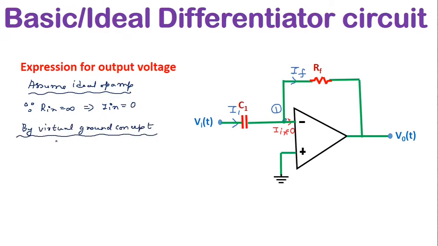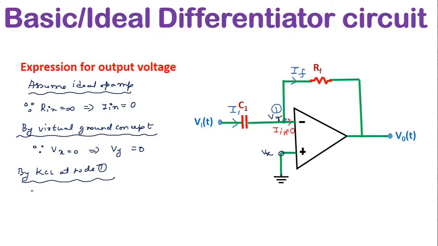We have studied one concept called the virtual ground concept. According to this concept, if one of the terminals of the operational amplifier is grounded, then the other terminal of the operational amplifier will be virtually grounded. So here we can see that the non-inverting terminal of the operational amplifier is grounded, and let the voltage at this non-inverting terminal be Vx and the voltage at the inverting terminal be Vy. So by the virtual ground concept, since the voltage at the non-inverting terminal Vx is equal to 0, Vy will also be equal to 0. Now to find out the output voltage expression, we apply KCL at this node 1.